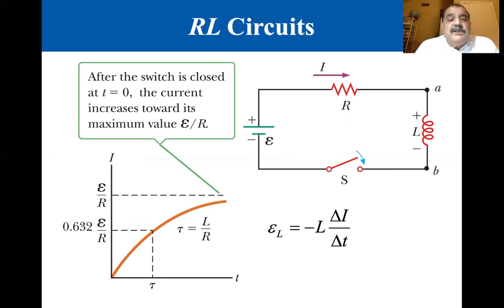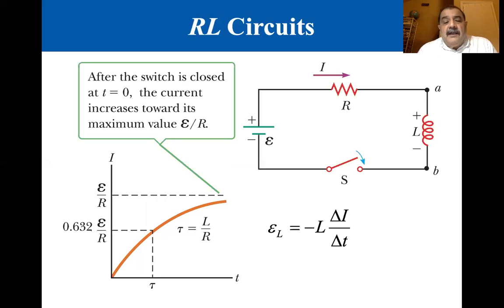So after the switch is closed at t equals zero, the current increases toward its maximum value, E divided by R. So here we have a battery, a resistor, an inductor. We close the switch. The current is, by the growing magnetic field, going to be inhibited slowly, but it does finally grow to where it reaches the final value, the max current of E divided by R.